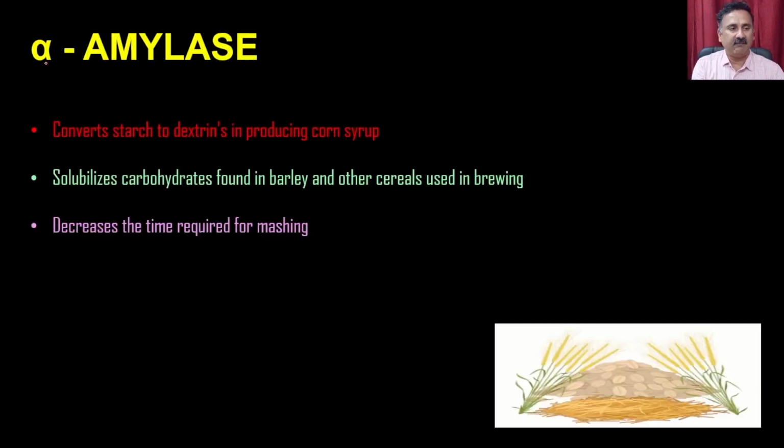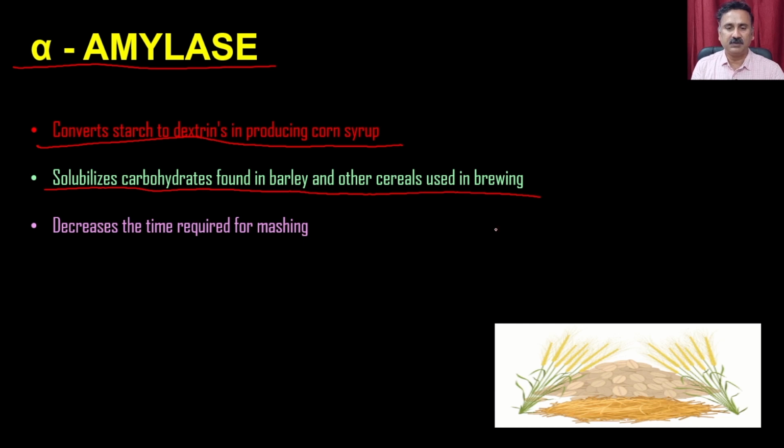Then we have the alpha amylase. Alpha amylase converts the starch to dextrin in producing the corn syrup, and it solubilizes the carbohydrate found in the barley and other cereals used in the brewing, and it decreases the time required for the mashing.